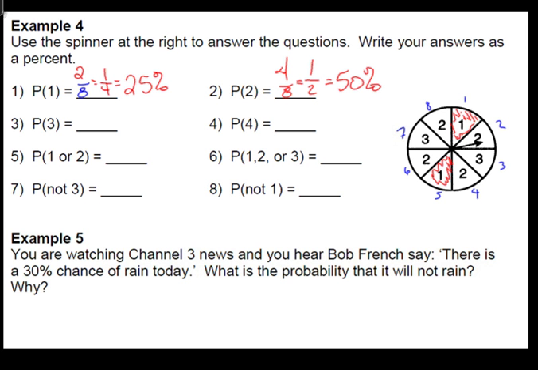For the third one, I need the probability of 3. Probability of 3, there are 2 of them out of 8, which is the same as number 1 was, 1 out of 4 or 25%. For the fourth one, it says the probability of getting a 4. So that means I have to have the number 4. Looking at my spinner, there is not a 4 located there, so that would be 0 over 8 or a 0% chance.